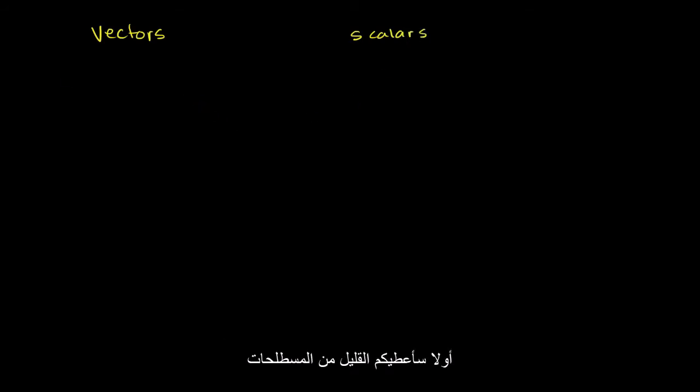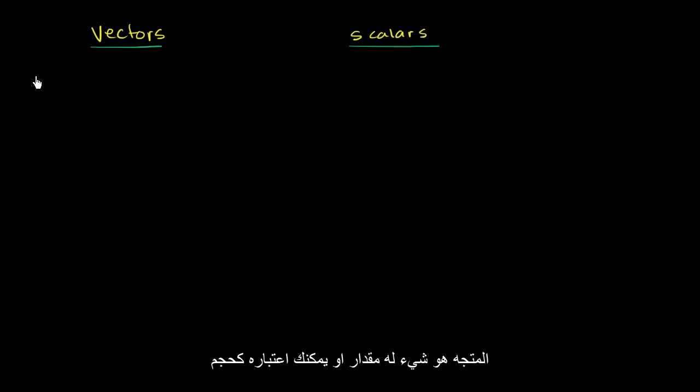What I want to do in this video is talk about the difference between vectors and scalars. And they might sound like very complicated ideas, but we'll see over the course of the videos that they're actually very simple ideas. So first I'll give you a little bit of a definition, and then I'll give you a bunch of examples. And I think the examples will make things super clear. Hopefully they'll make things super clear.